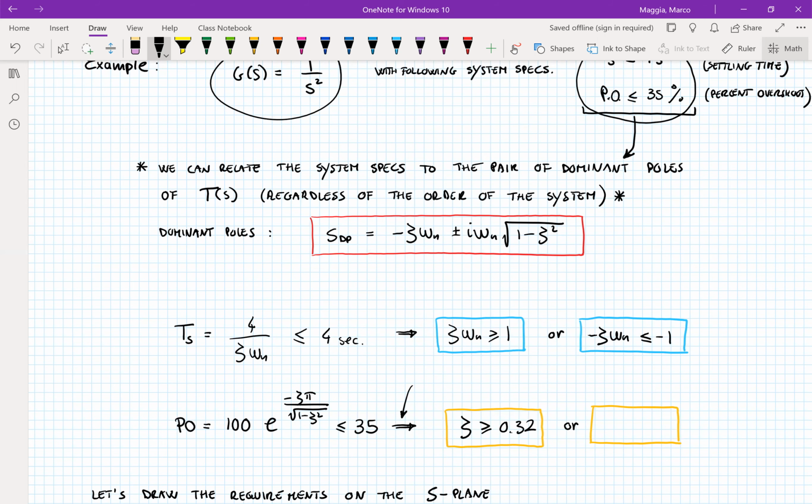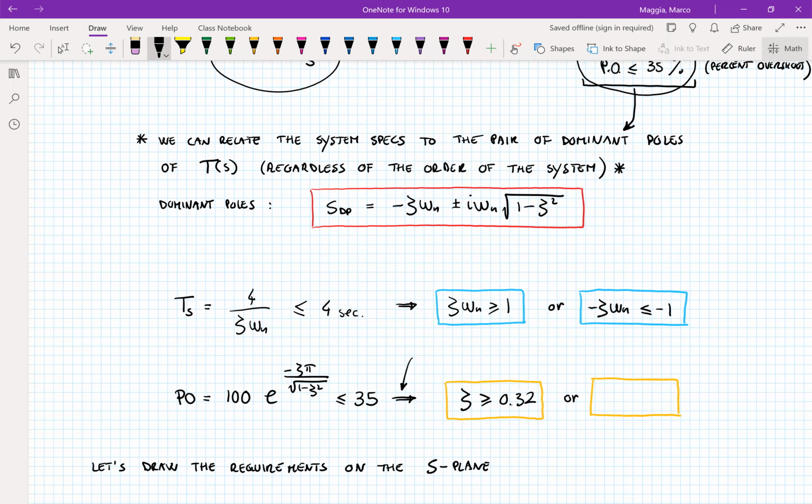Or if we're looking at the angle that the line connecting the origin with the couple of dominant poles makes with the negative part of the real axis, it is less or equal to 71.3 degrees. Remember that theta is arc cosine of zeta.